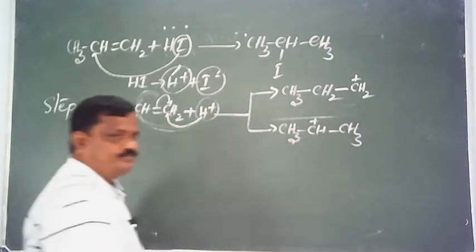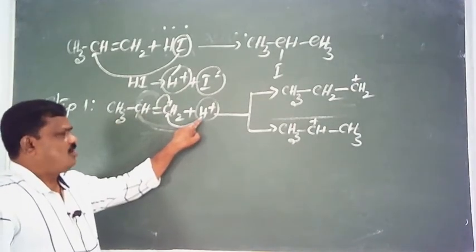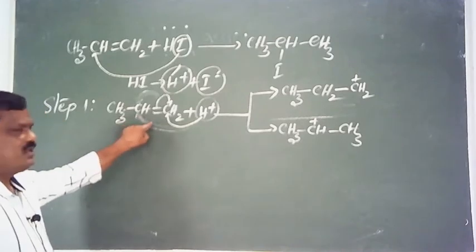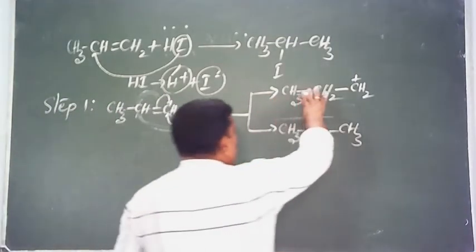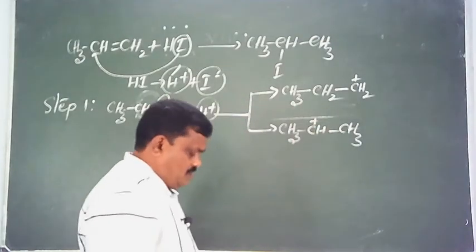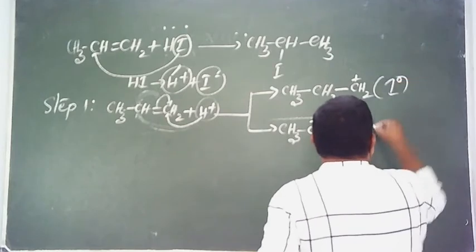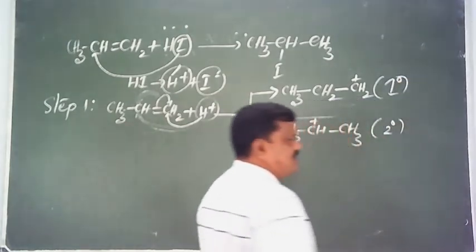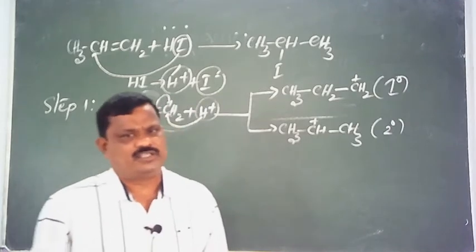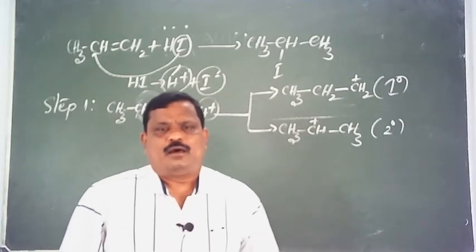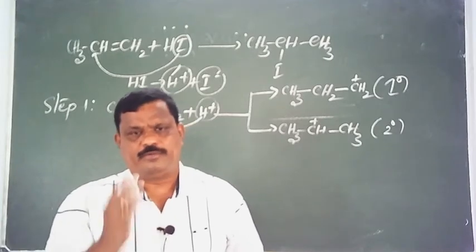Now in the presence of H plus ion, the electrophile, propene, an unsymmetrical alkene, gives two carbocations. This is a primary carbocation. This is a secondary carbocation. Carbocations are very familiar to us because you studied all these things in your first year, and their stability.